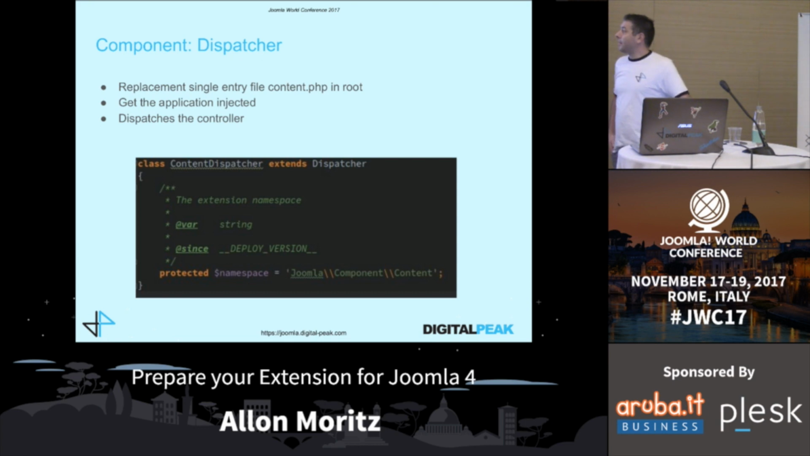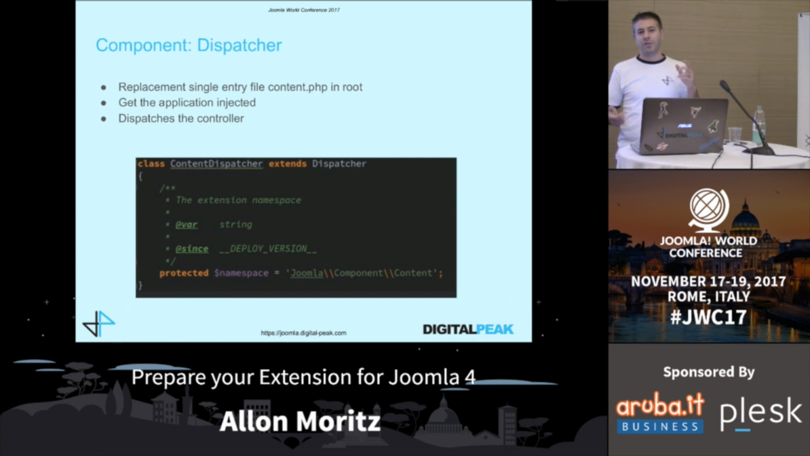As I said, in Joomla 3 we had the single entry file, content.php, which basically on the back end does this ACL check and then makes JControllerLegacy getInstance and then execute on the object and this stuff. And in Joomla 4 you can have your dispatcher class, which basically extends the core dispatcher, and this is doing all the hard work for you.